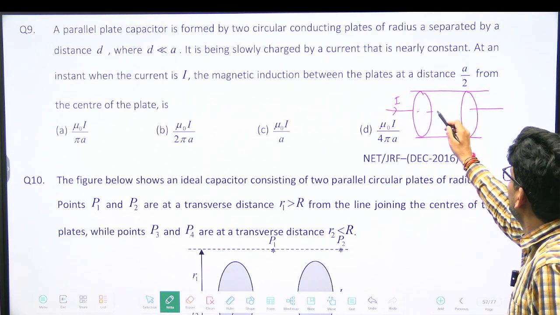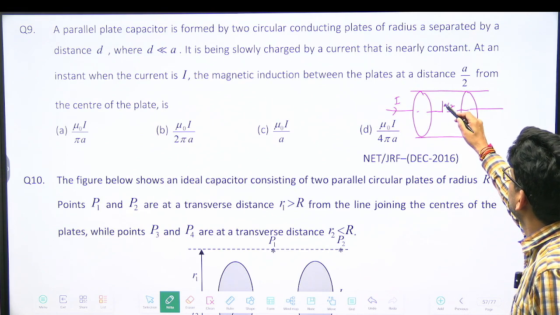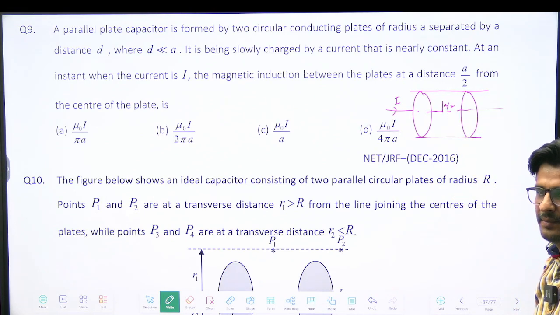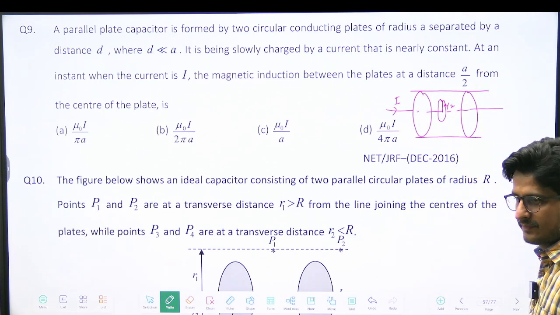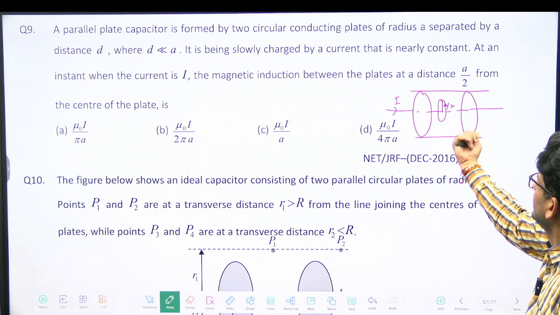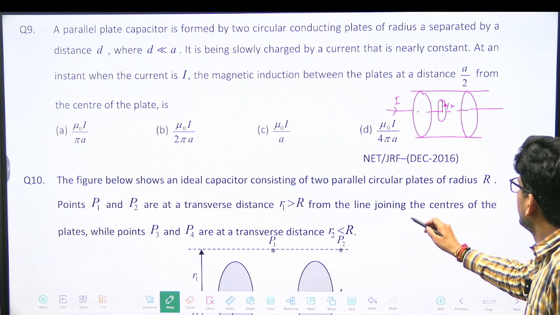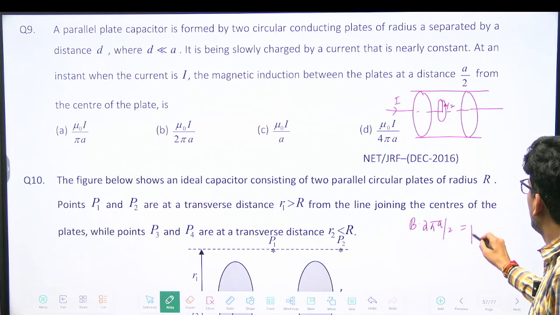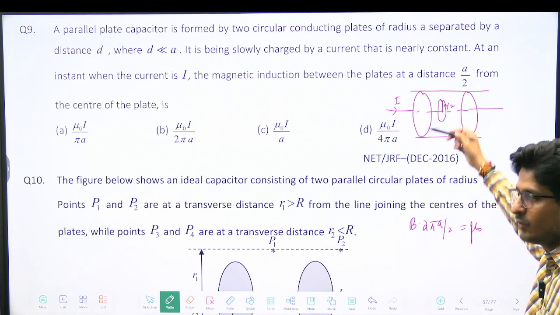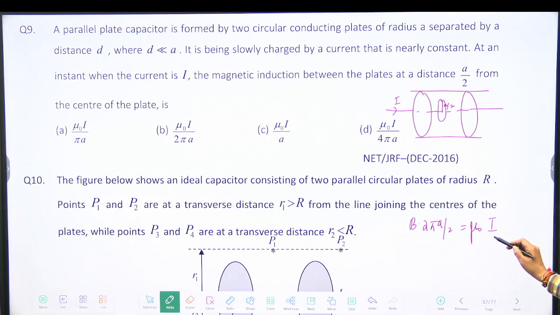But they have told us to go to a distance a by 2, and here you have to calculate the magnetic field. So when you draw a loop here, suppose like this, in the direction of current I, then B into 2 pi a by 2 will be equal to mu naught I enclosed in this loop.